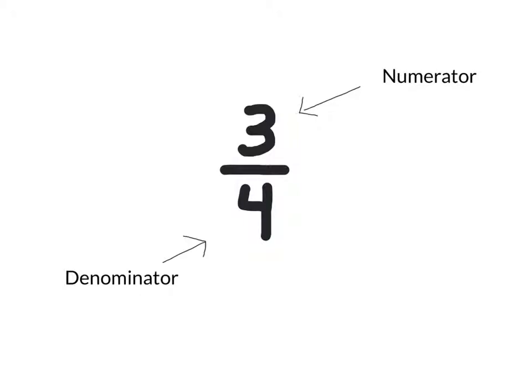Here we have the fraction 3/4. The number above the line is the numerator, and in this case, it is 3. And the numerator tells us the number of parts. The denominator tells us how many equal parts are in one whole for this fraction. And for this fraction, it is 4.